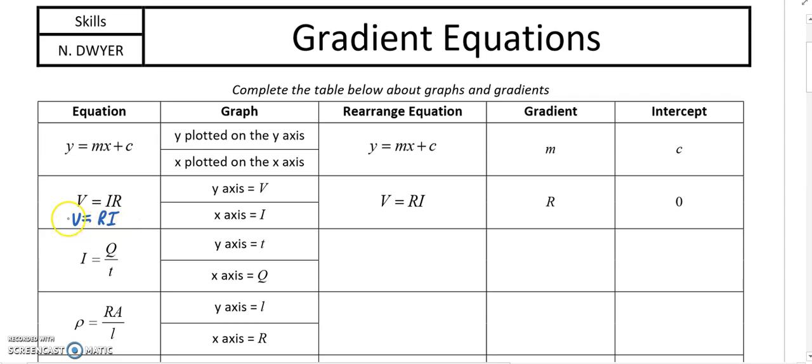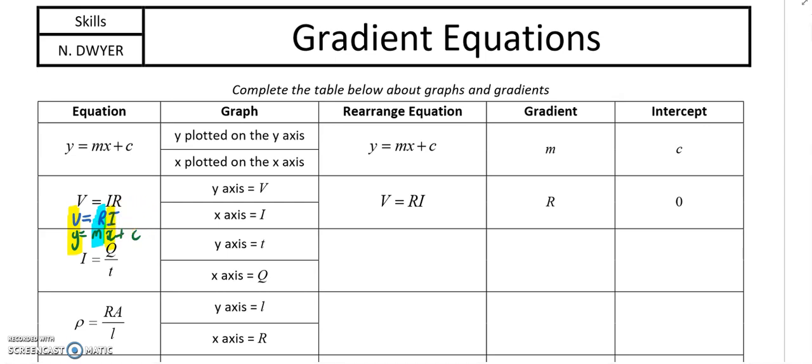So if I'm going to plot the voltage on the y-axis, I'm going to write y equals mx plus c underneath it. Okay, this looks like it now. So here we go. I've got the voltage, which I can plot on the y-axis. I've got the other variable, the current, which I can put on the x-axis. I've got some constant, which is the resistance. Now, I've got nothing here.